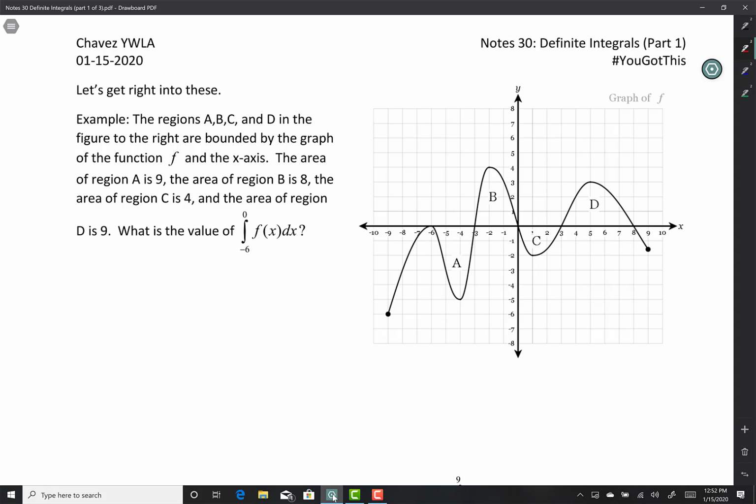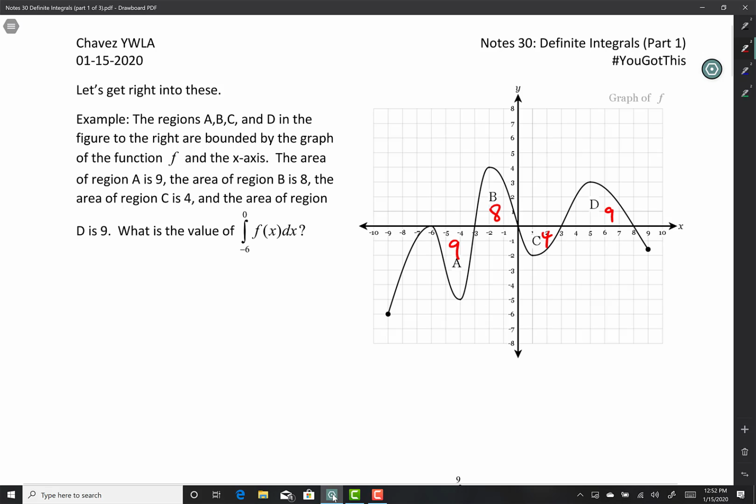Example. The regions A, B, C, and D in the figure to the right are bounded by the graph of the function f and the x-axis. The area of region A is 9, so I'm going to put 9. The area of region B is 8, so I'm going to put 8. The area of region C is 4, so I'm going to put 4. And the area of region D is 9, so I'm going to put 9.